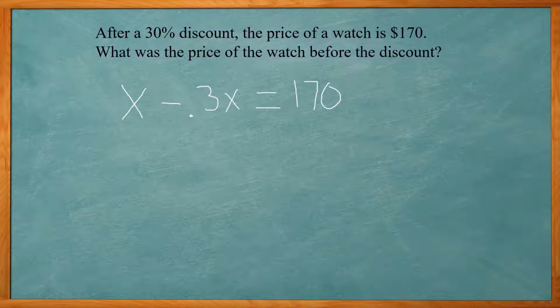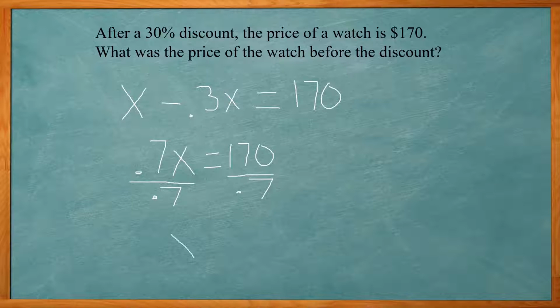And on the left hand side I have like terms 1x minus 0.3x. 1 minus 0.3 is 0.7. So 0.7x equals 170. And I divide both sides by 0.7 to get the x by itself. And x will equal 242.86. So $242.86 was the original price. After a 30% discount, it was down to 170.